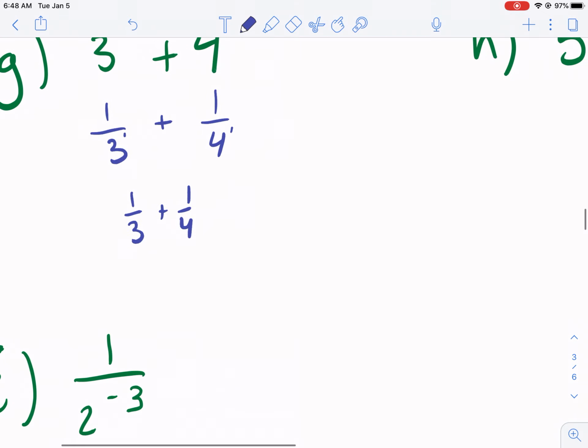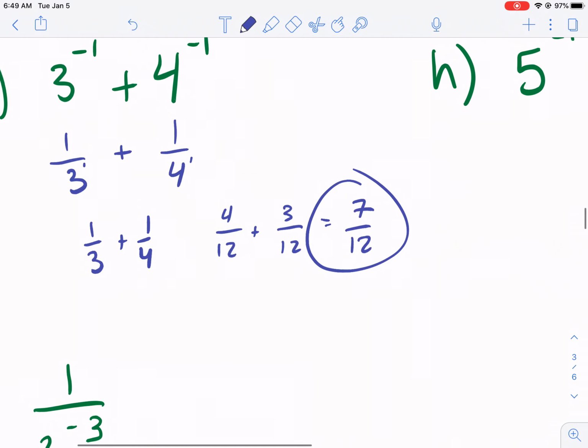I have fraction videos on the subject, so if you need some help, I got you covered. We need to find a common denominator. It's going to be 12. 3 times 4 equals 12, so we need to change that to 4. 4 times 3 equals 12, so we change that to 3, and we get 7 over 12 as our answer.